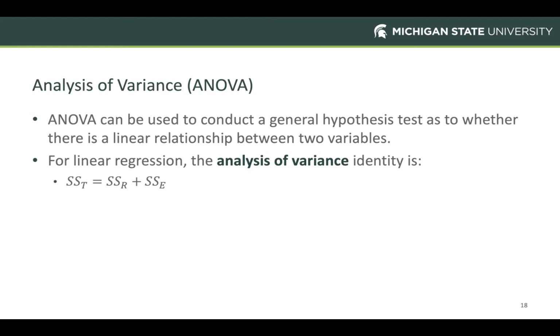So SS sub R is regression sum of squares. We still have an error sum of squares term as we had seen previously. Okay, so in this case, we're taking that variability between each data point and the mean, that quantity squared, and we're partitioning it into two parts.